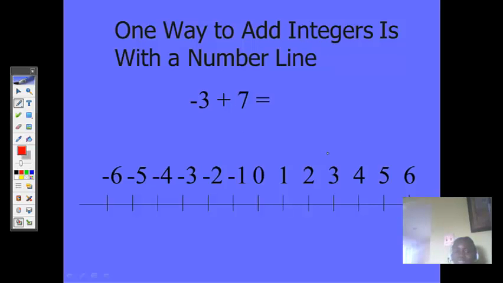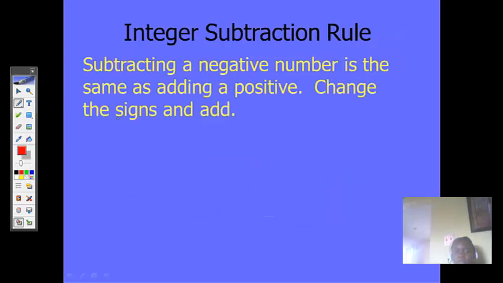Alright, go ahead and try this one by yourselves and then come back and check the answer, the modeling. Alright, so here's the answer. So our answer will be positive 4.